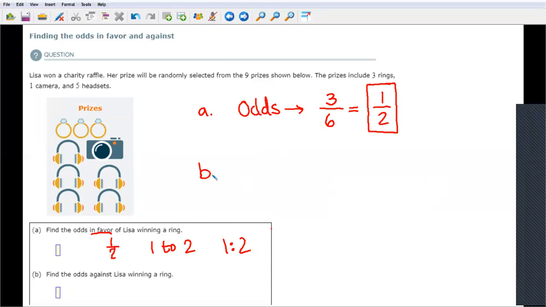The second part is the opposite. The second part, we're looking for the odds against Lisa winning a ring. So what are the possibilities of Lisa not winning a ring? Well, that would be the 5 headsets and the 1 camera, which is 6. And the odds against Lisa winning the ring, the unfavorable outcomes for that would be that she actually wins the ring. So that would be 6/3, which, if you simplify this fraction, would be 2/1.